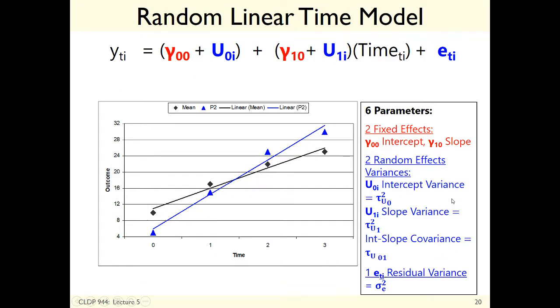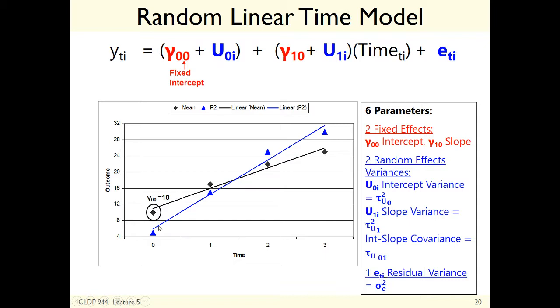So let me show you a picture of what this model looks like. In this picture, the black line is meant to convey the sample average, and the blue line is for one particular person. So there's my random linear time model at the top. Time 0 is right here at the first occasion. My fixed intercept, gamma 0,0, is the predicted mean at time 0 on average. That's right here. Note it will be wherever this line ends, not exactly what the mean is here, but what's predicted by the model, meaning the line.